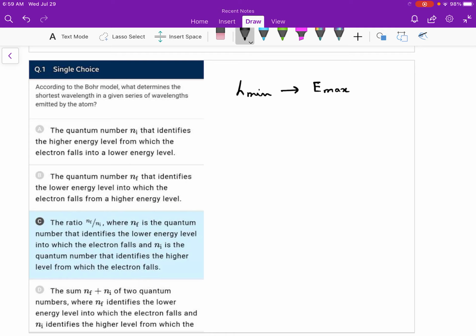What determines the quantum number ni that identifies the higher atomic level from which the electron falls, the quantum number nf that identifies the lower energy level into which the electron falls from a higher energy level, the ratio nf by ni? nf is the quantum number that identifies the lower energy level into which the electron falls, and ni identifies the higher. So b, the quantum number nf that identifies the lower energy level into which the electron falls from a higher energy level. What determines the shortest wavelength? So b should be the correct answer.